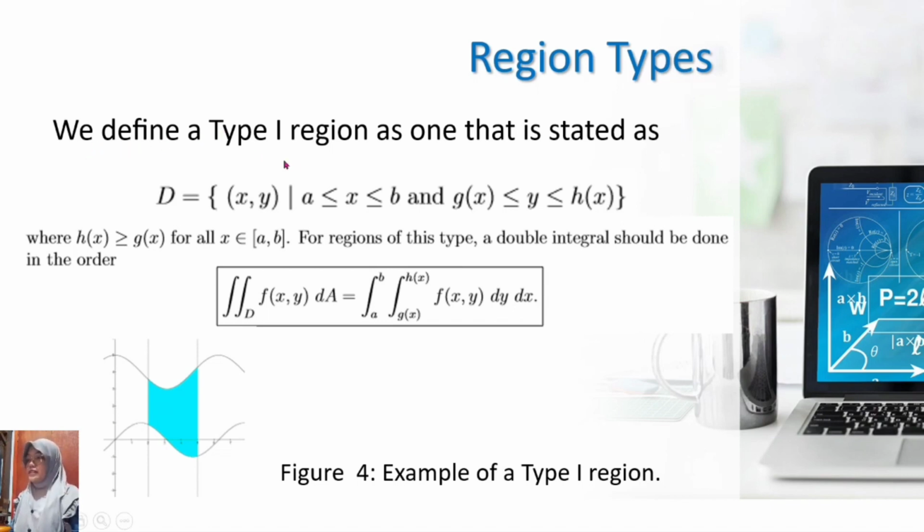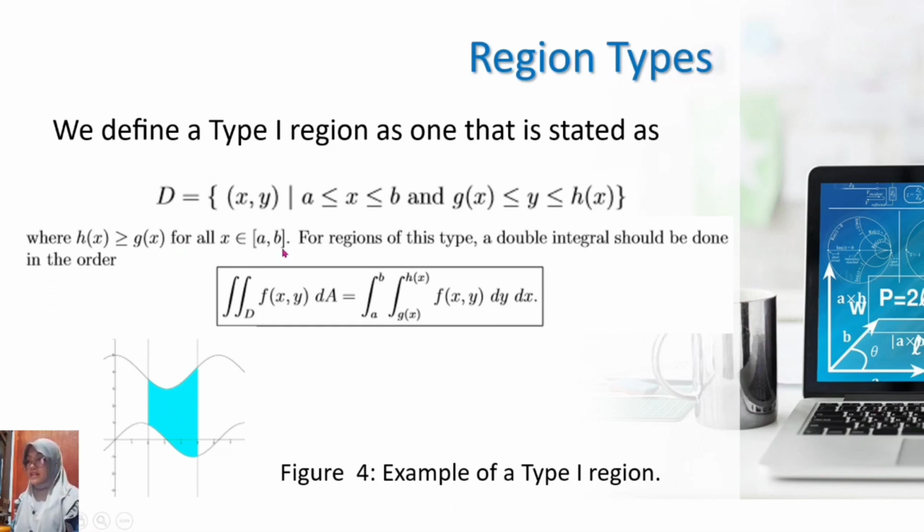We define a type 1 region as one that is stated as: the region D is equal to the set of (x, y) such that x is greater than or equal to a but less than or equal to b, and y is greater than or equal to the function g(x) but less than or equal to the function h(x), where h(x) is greater than or equal to g(x) for all x in [a, b].